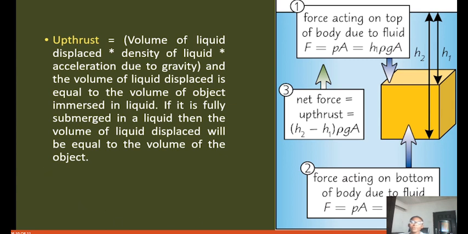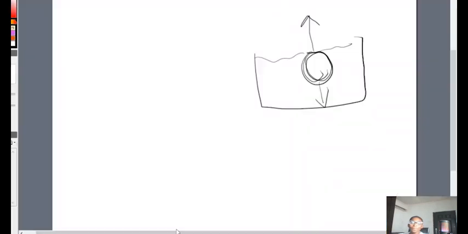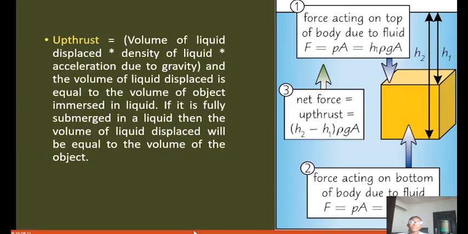Let's try to draw that on our board. If we throw this ball into a little water, some water will pour away. The volume of this ball is the volume of the water that poured into this bucket, and that is what we are trying to say about the upthrust. The formula for upthrust is the volume of the liquid displaced multiplied by the density of the liquid multiplied by the acceleration due to gravity, and the volume of the liquid displaced is equal to the volume of the object immersed in the liquid.